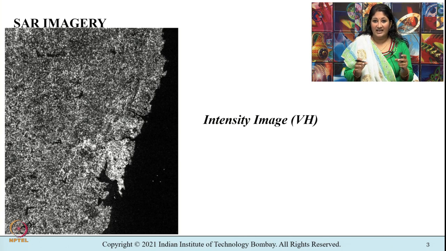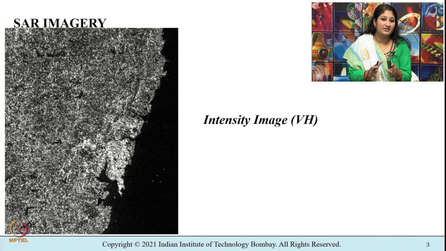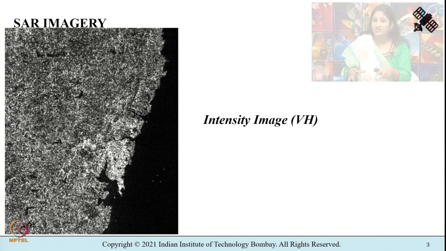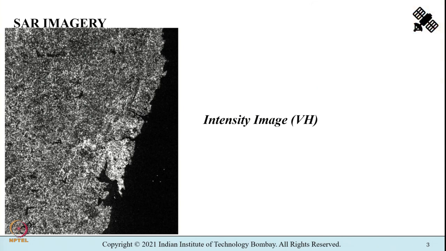Okay? And the fundamental dimensions of a SAR image are range, which is known as time delay, and azimuth, which is known as flight path distance. Again, the range and azimuth do not equate directly to the dimensions on the ground. We will see that in detail, but for now this is a sample for you to understand how a synthetic aperture radar image looks.